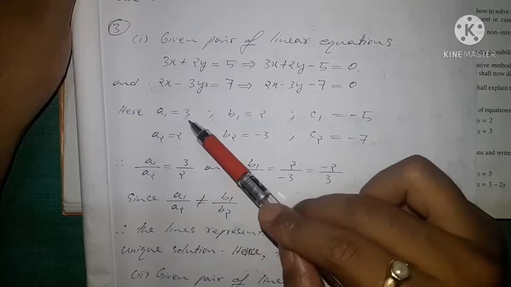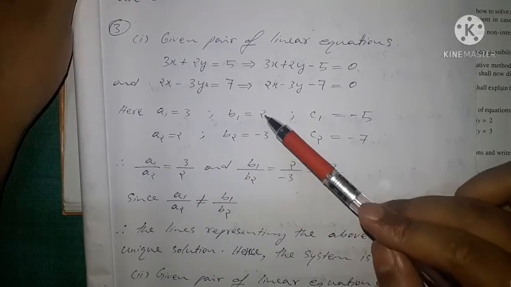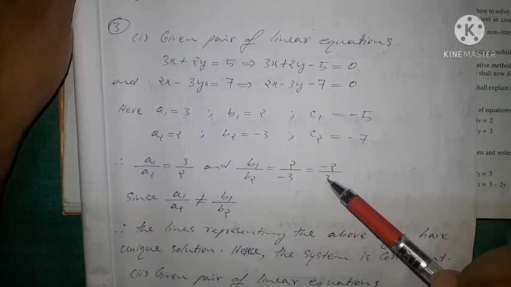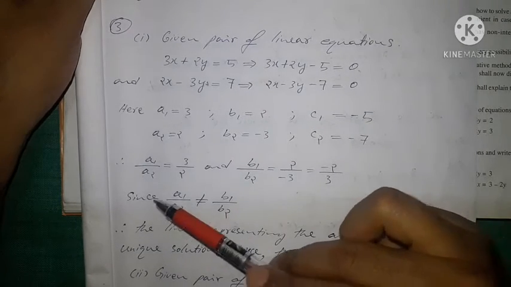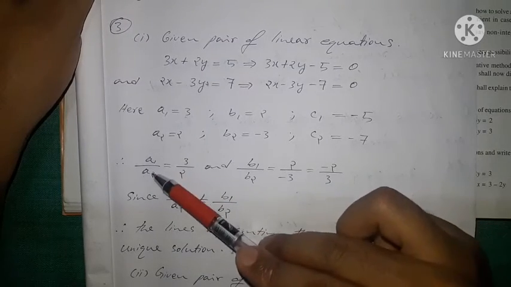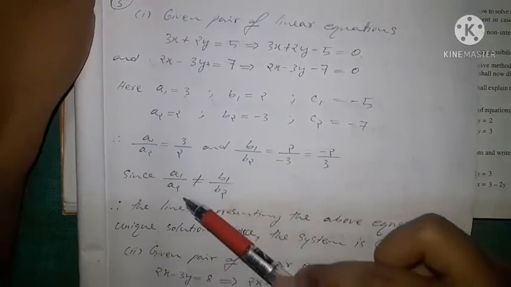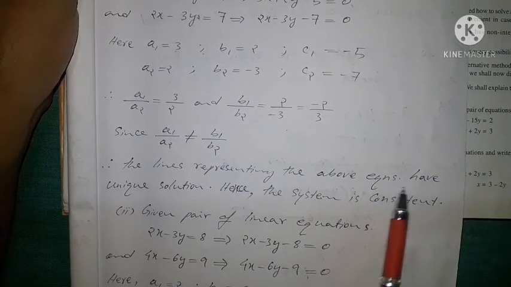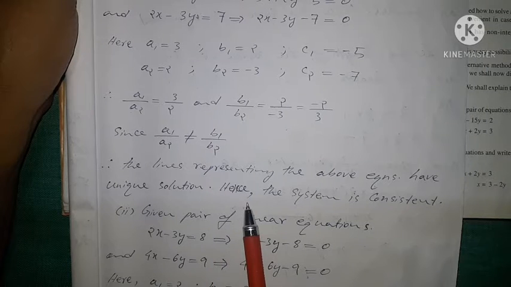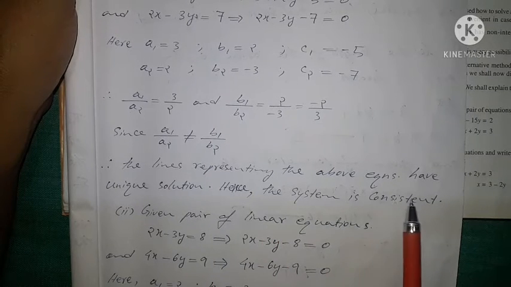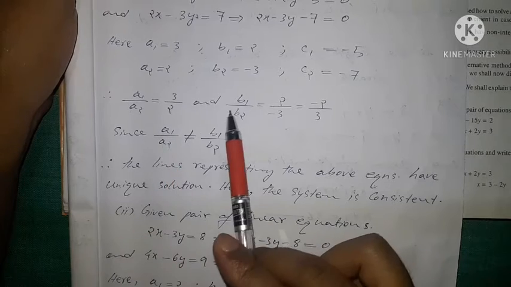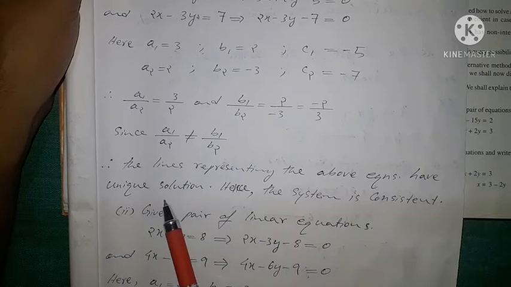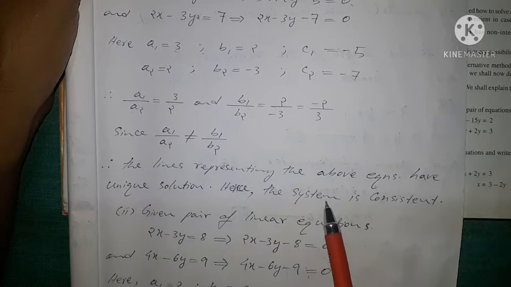Therefore a1 by a2 is equal to 3 by 2, b1 by b2 is equal to 2 by minus 3. That means the minus goes up, so it becomes minus 2 by 3. Since a1 by a2 is not equal to b1 by b2, the lines representing the above equations have a unique solution. Hence the system is consistent, because if a1 by a2 is not equal to b1 by b2, that means the lines are intersecting, and if the lines are intersecting, they represent a unique solution. Hence the system is consistent.